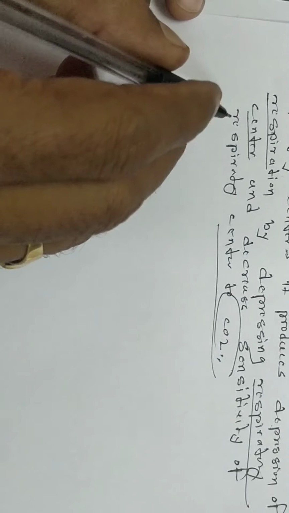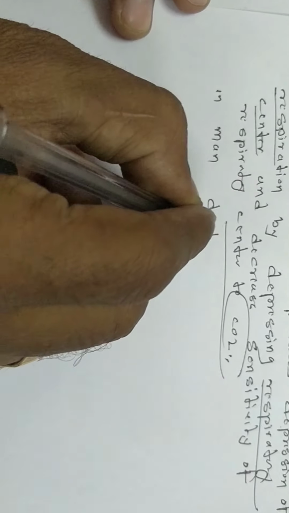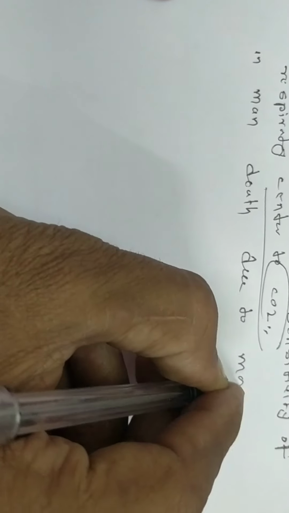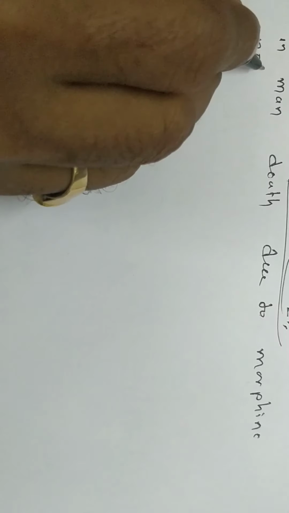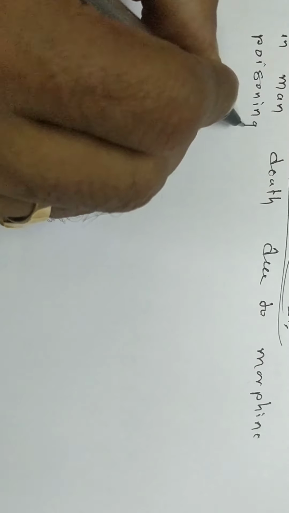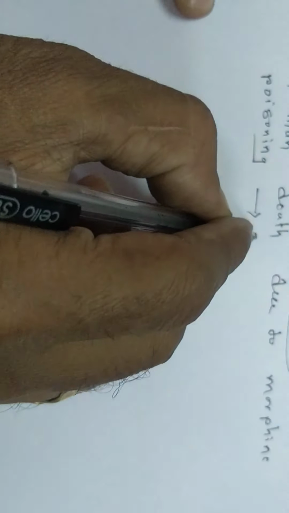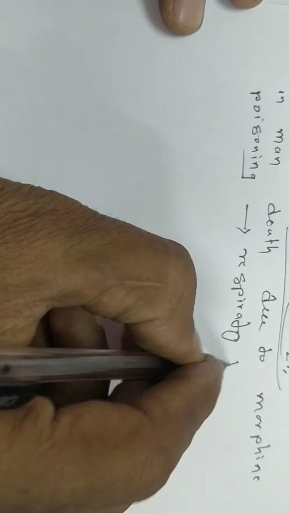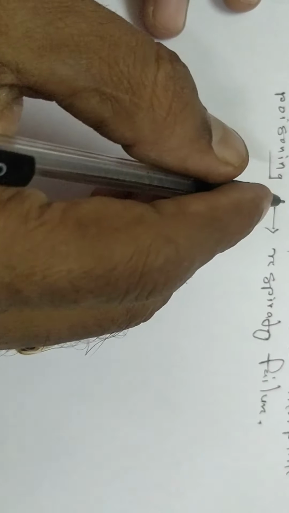In man, death due to morphine poisoning is due to respiratory failure. It depresses the cough center.